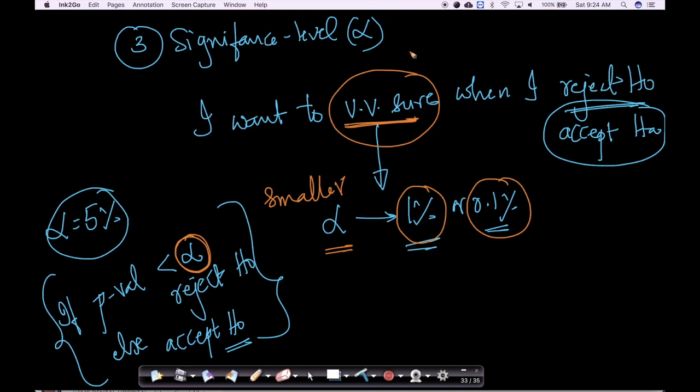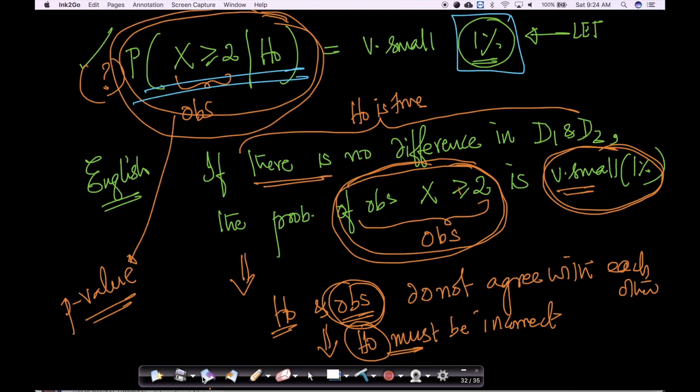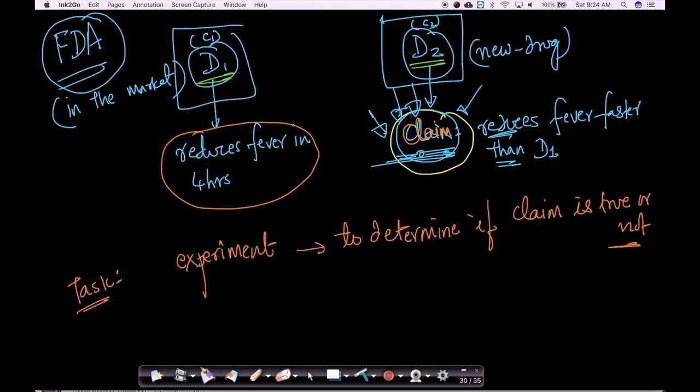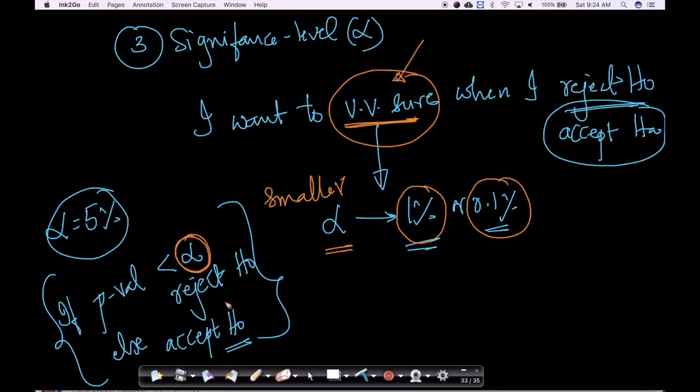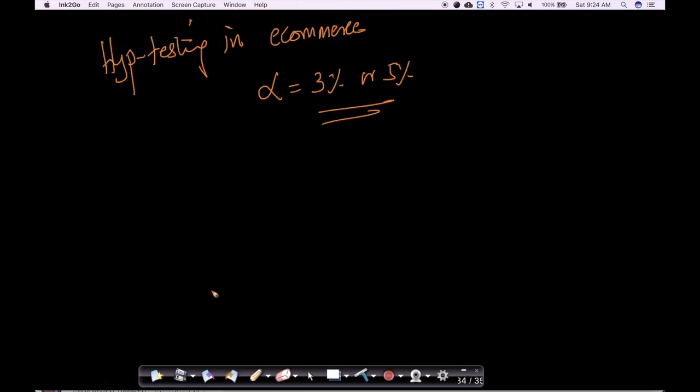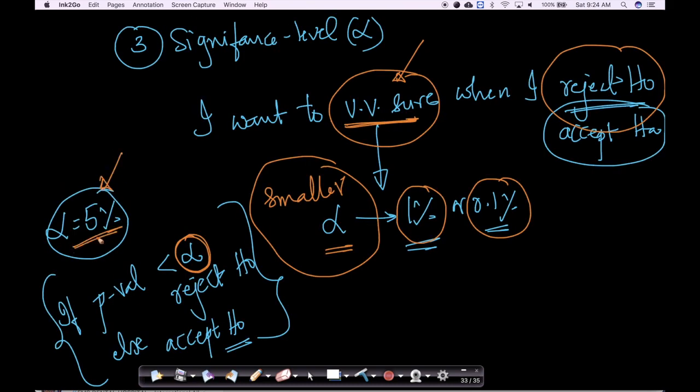Here in medicine you want to be really sure, because if you make a wrong conclusion, people could be taking this medicine which is actually useless. So you want to be really, really sure when you accept your alternative hypothesis or reject your null hypothesis. When you want to be really sure, you take a smaller value of alpha. In other cases, you don't require very stringent values of alpha because there will be some monetary impact, but if the monetary impact is also not significant, then you can take alpha values to be 3% or 5%. Typically, 5% is what is used a lot in statistics.